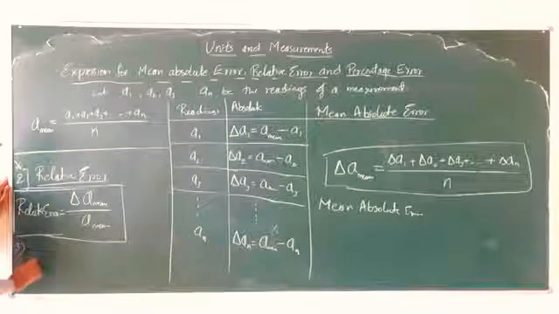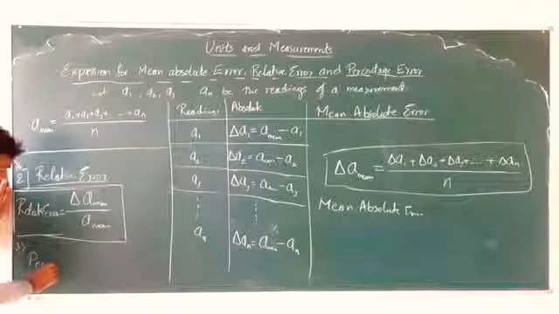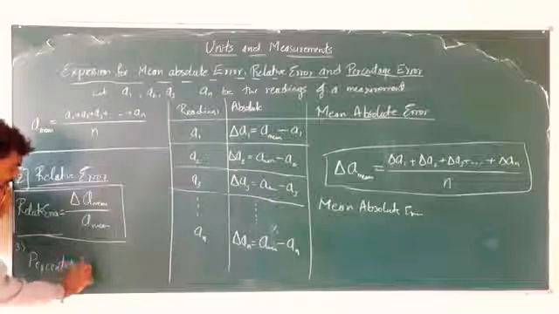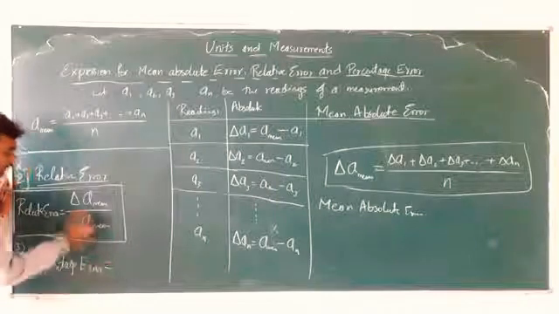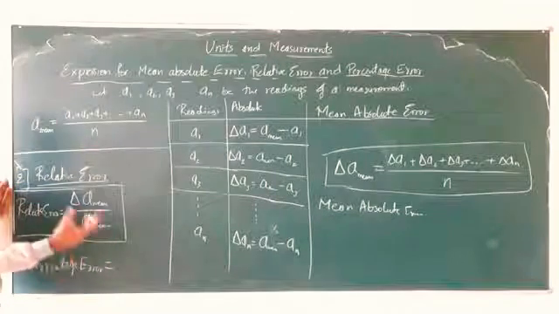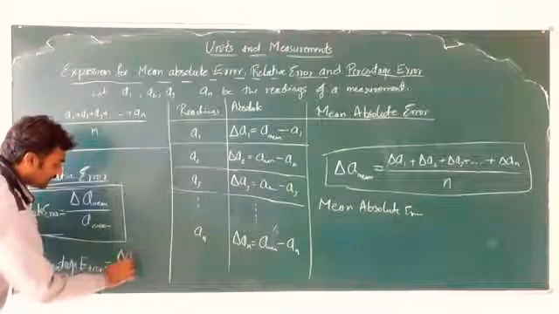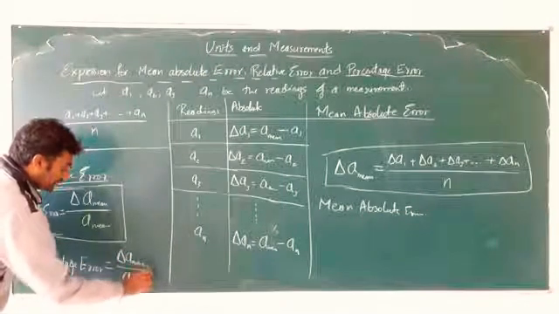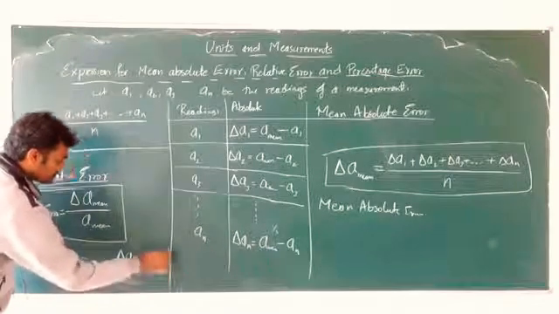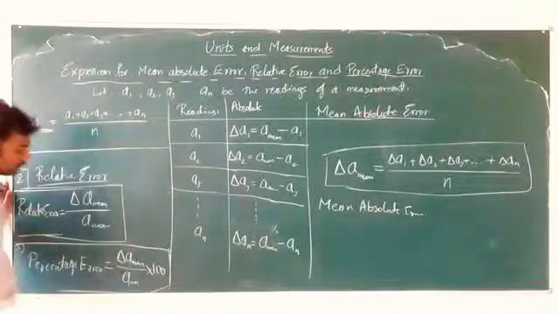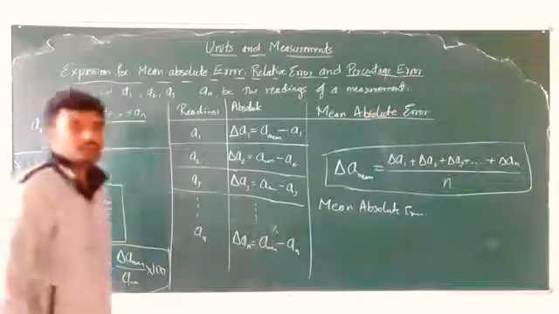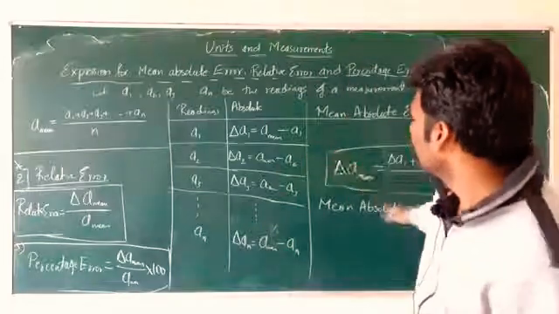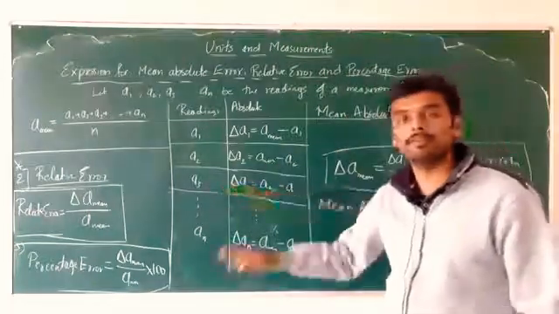So percentage error for this entire measurement is the same relative error expressed in percentage. That's it. So it is delta A mean by A mean into 100. Into 100 is the percentage error formula. So these are the expressions for mean absolute error, relative error, and percentage error.